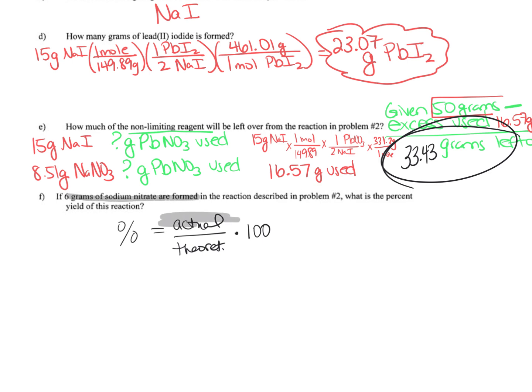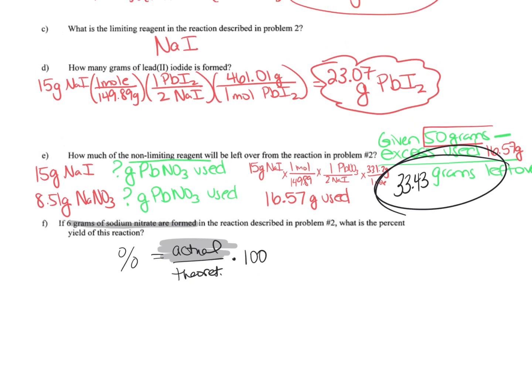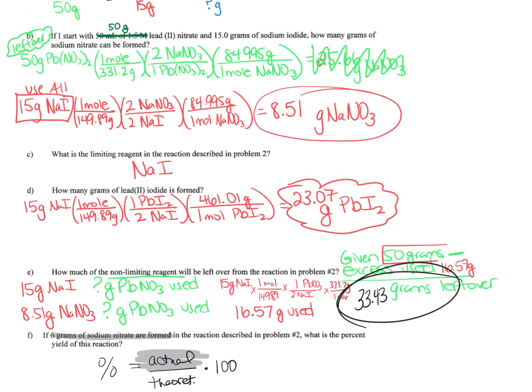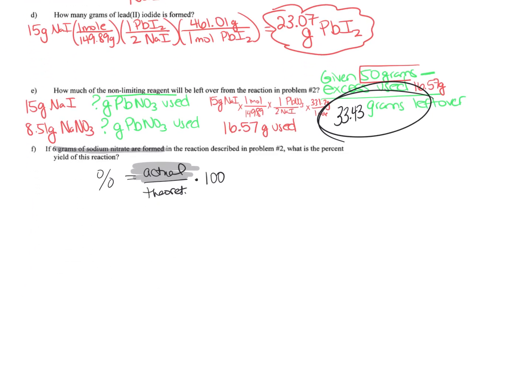So that's going to be our actual amount, and then we're going to need to go up and find our theoretical amount. Our theoretical amount was 8.51 grams. So we're going to divide 6 by that 8.51 grams and multiply by 100, and we will get our percentage yield, which would be 70.51% for our percentage yield.